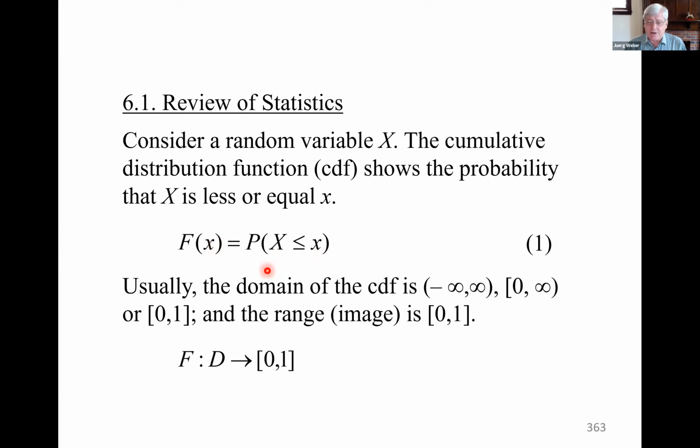Now the domain of the function can be between minus infinity and plus infinity, or from 0 to infinity, or between 0 and 1. There are also other domains. And the range goes from 0 to 1 naturally, because the range of the function, or image of the function, shows a probability. And the probability is naturally a number between 0 and 1.